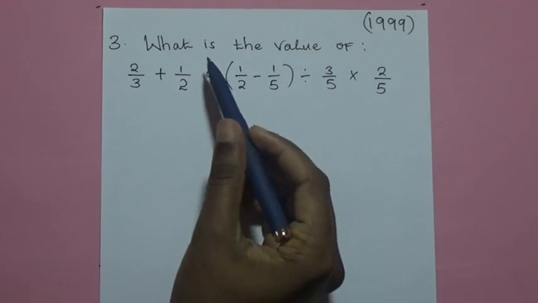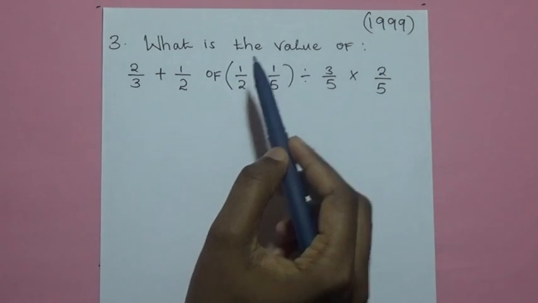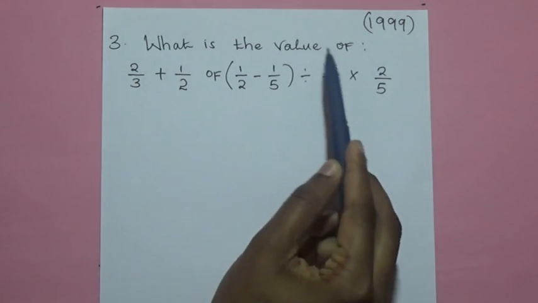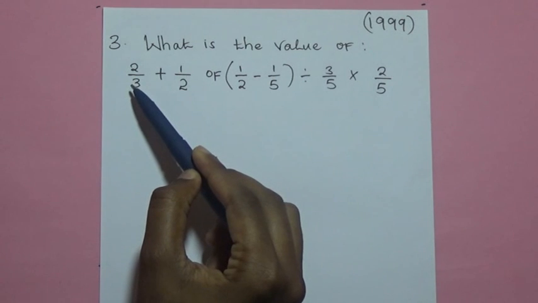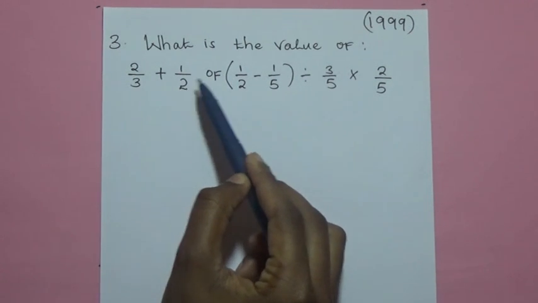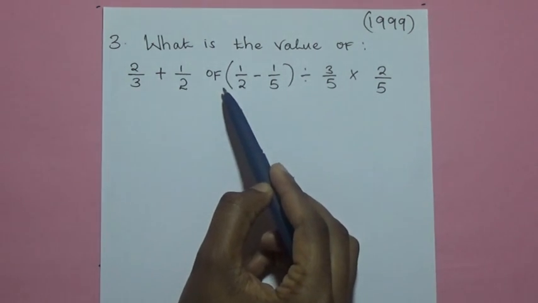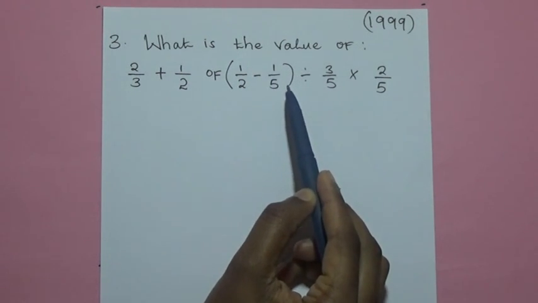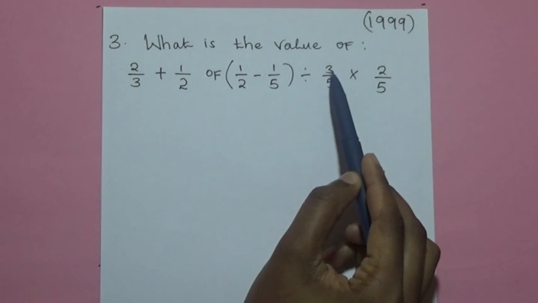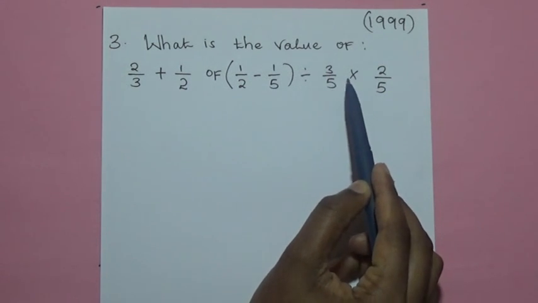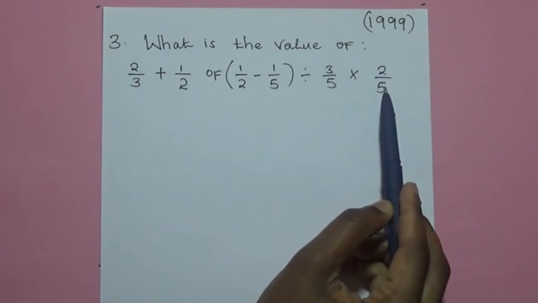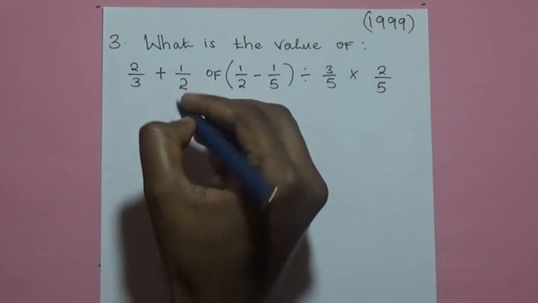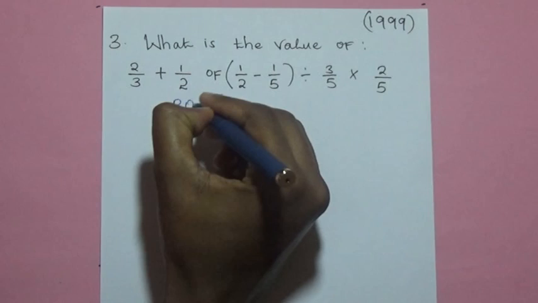We look at the third question. This was in the year 1999. What is the value of 2 over 3 plus a half of, into brackets, a half minus 1 over 5, close the brackets, divide by a 3 over 5 multiplied by 2 over 5. Now, looking at the solution, we are going to use BODMAS.